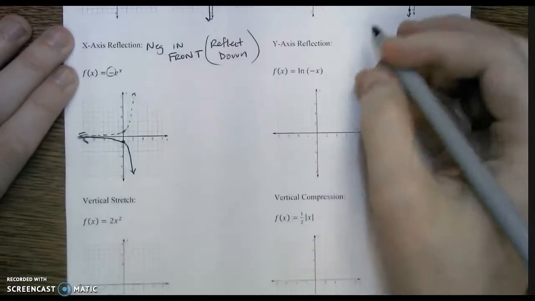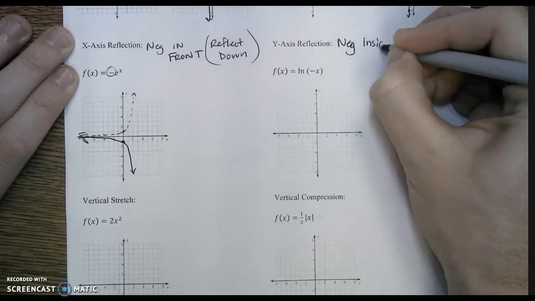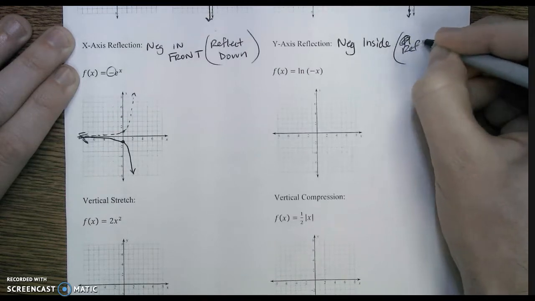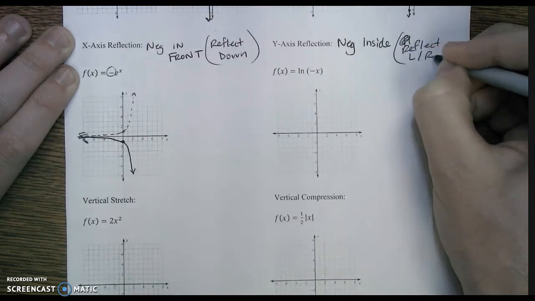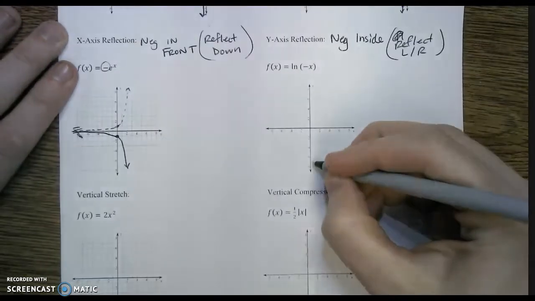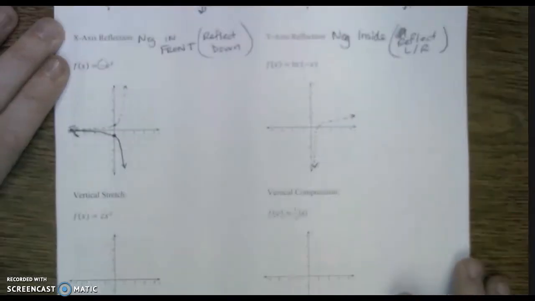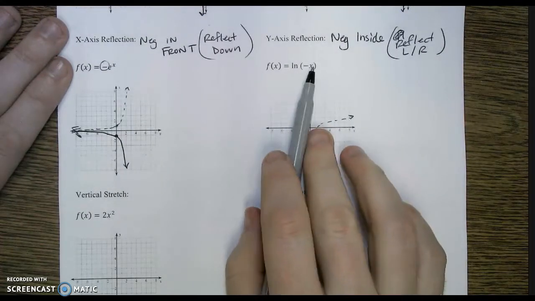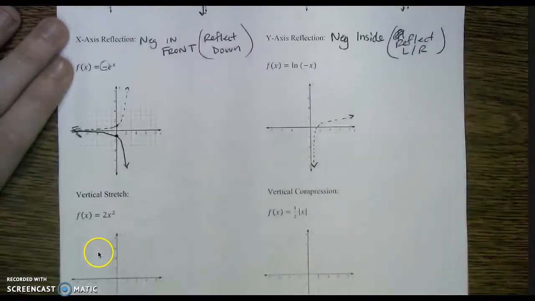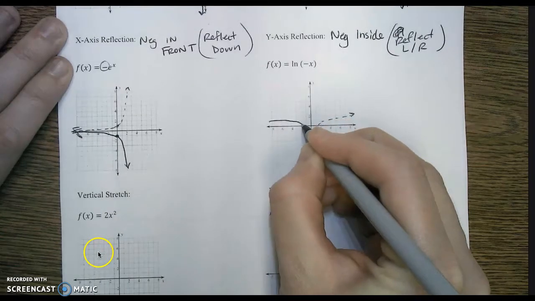Y-axis reflection is if your negative is inside, negative inside, and that's going to reflect left and right. So let's think about our natural log function. Our natural log function looked like this. But if I have a negative inside the function, that is going to reflect everything over the y-axis, meaning to the left. So now it'll look like this.